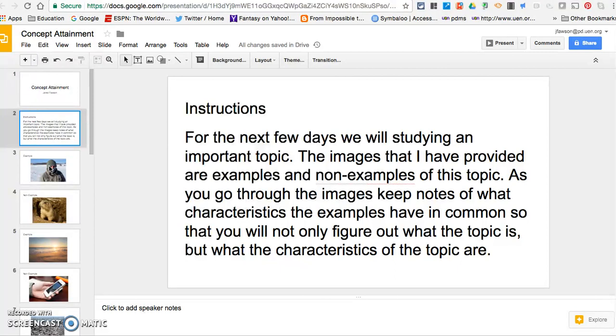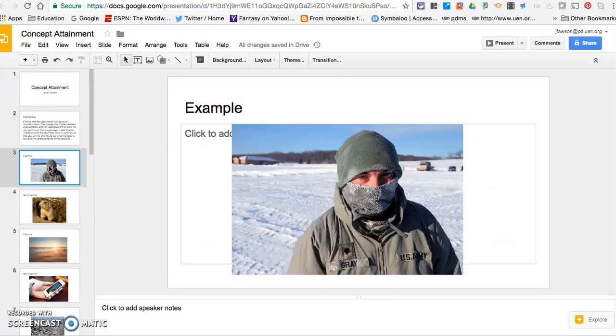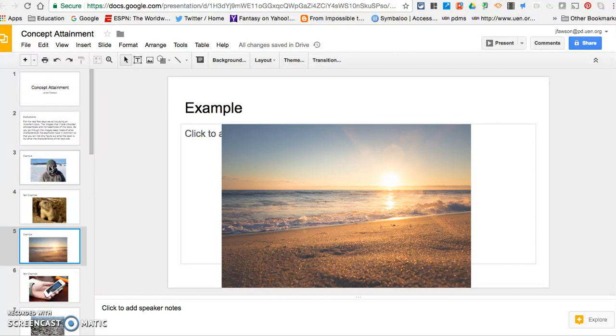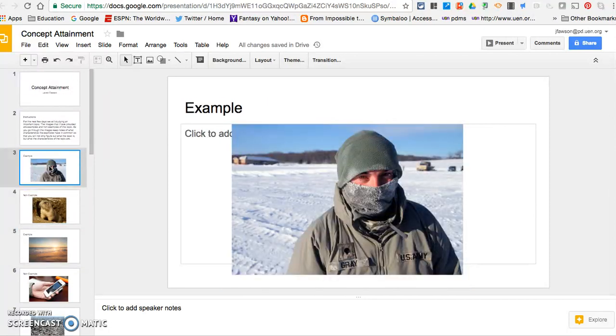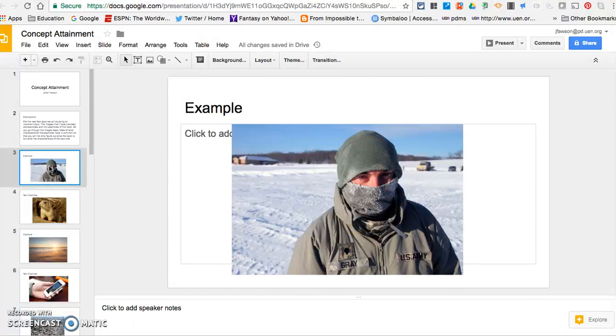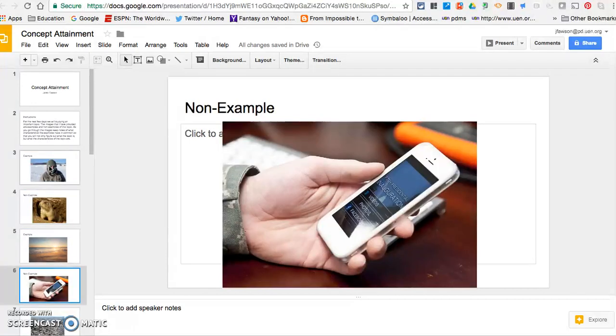And so as the students would go through this, they would start by seeing this really cold area with this guy there dressed as warmly as possible, and they would come up with some characteristics of what this would be. The non-examples of a prairie dog. The next example is of a beach. And so now, that's a pretty opposite example of the one they first saw. And so this is going to require some critical thinking as to, okay, now we've got this beach. What does this have to do with the really cold place that we saw before?